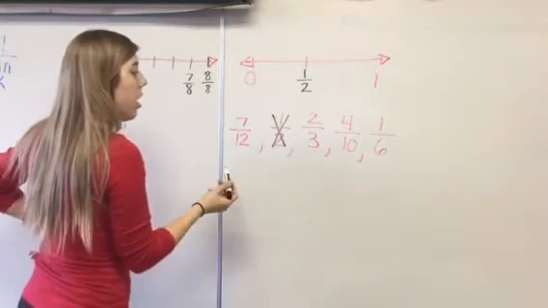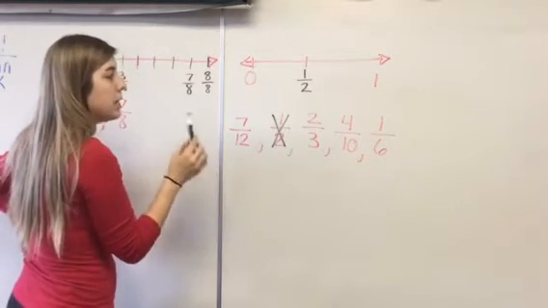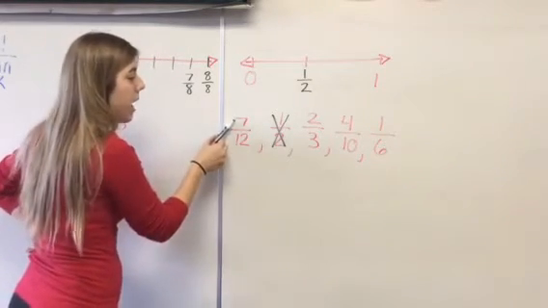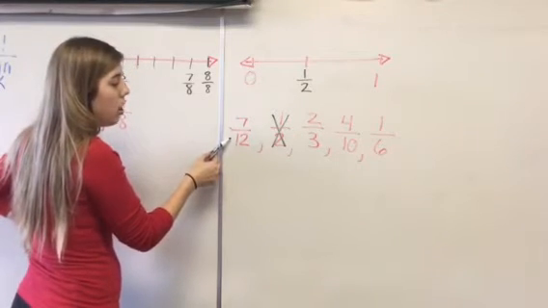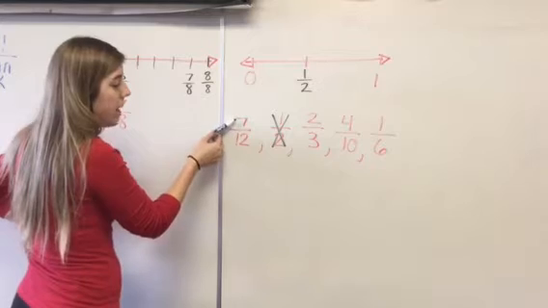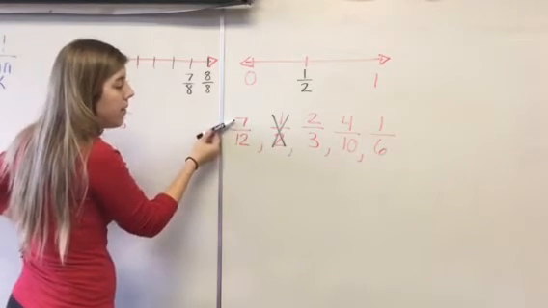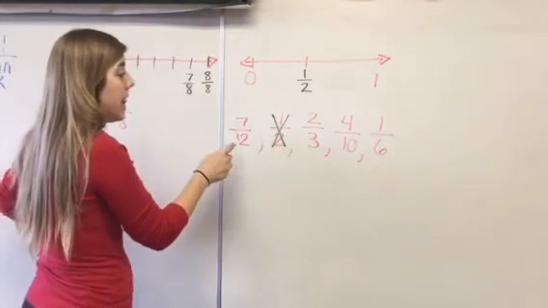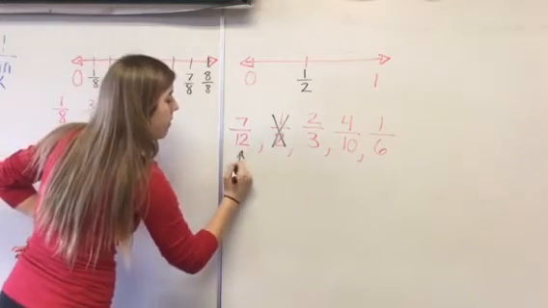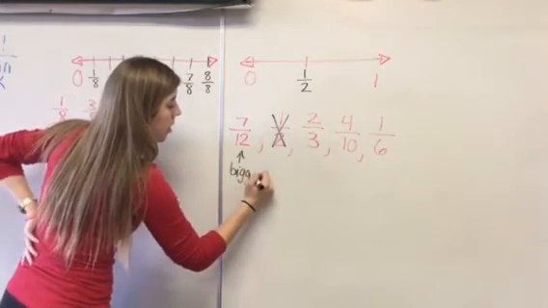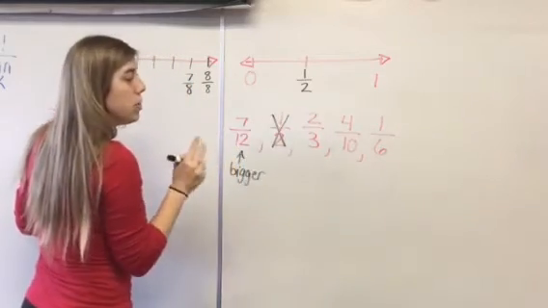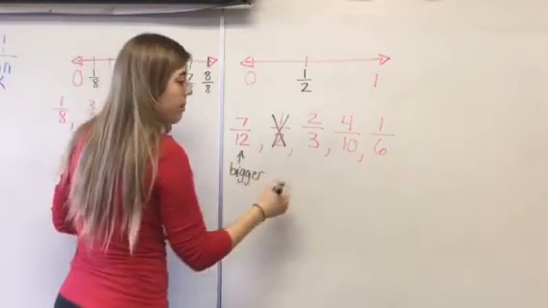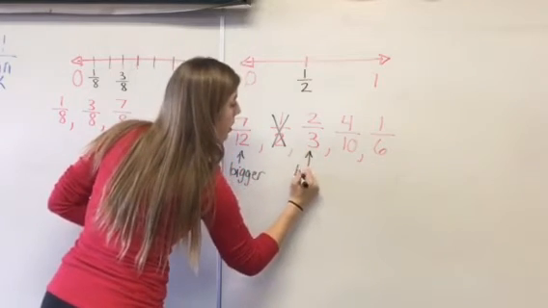Okay? We're going to look at our other numbers. If a number is bigger than 1/2, the top number will be more than twice the bottom number. Okay, so is 7, if I double that, is that going to be bigger than 12? 7 doubled is 14, so yes, this is going to be bigger than 1/2. If we look at 2/3, if I double my top number, 2 doubled is 4, that's bigger than my bottom number, so 2/3 is bigger than 1/2.